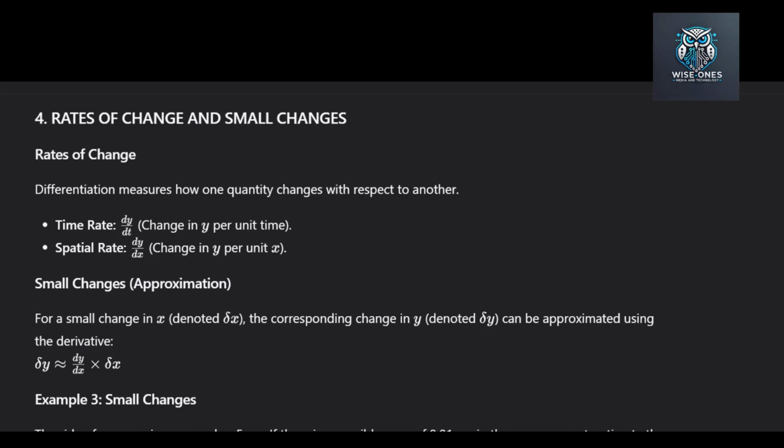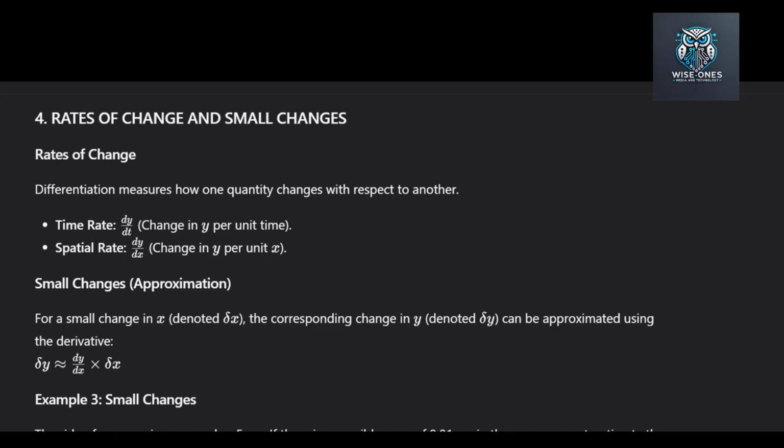Differentiation measures how one quantity changes with respect to another. If we're looking at change over time, we write dy/dt. This is the change in y per unit time. If we are looking at change over space or x, we write dy/dx. This is the change in y per unit x.